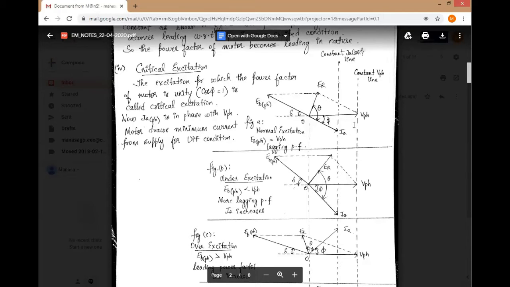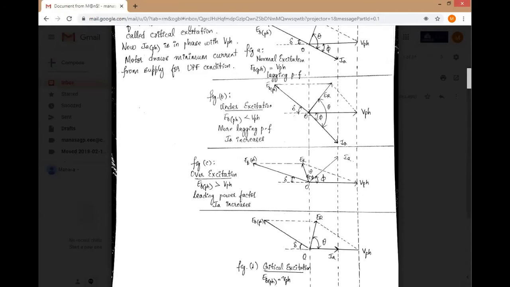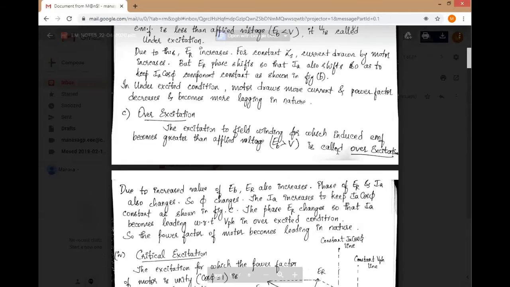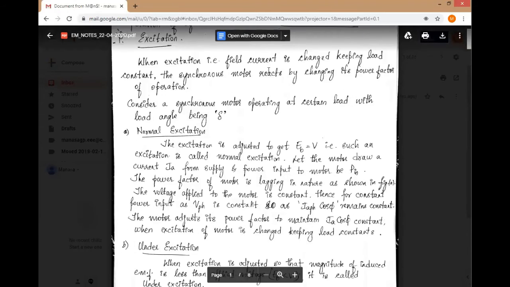So in all the 4 phasor diagrams, you can see this IA line is always touching this IA cos phi constant line. So whether there is a change in magnitude or in the angle, whether it is lagging or leading, or lesser or greater in magnitude, it is always touching this constant line, that is IA cos phi. This is a very important topic which is repeatedly asked in the exam for 7 to 8 marks. The operation of synchronous motor by varying the excitation and keeping the load constant is an important question from the exam point of view.